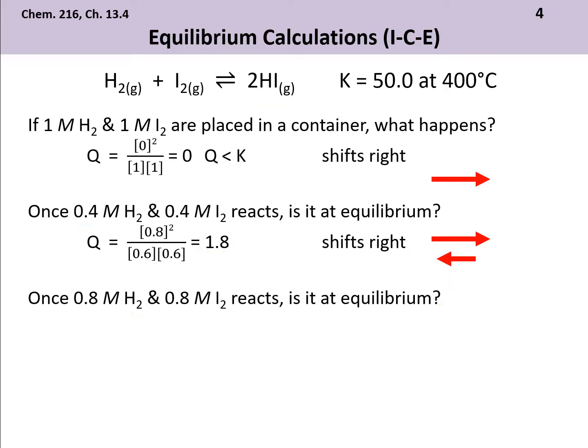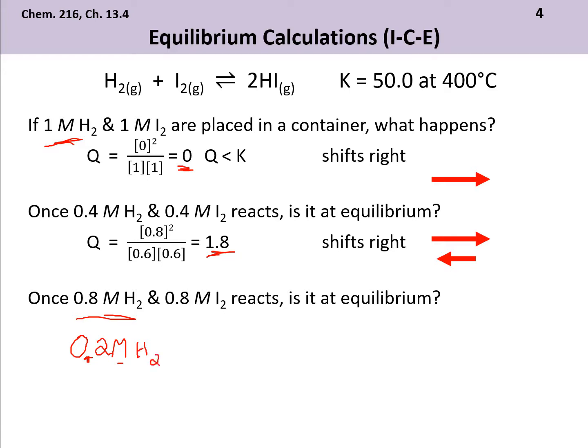Okay. So we started off with Q equals 0. We shifted some. We got 1.8 for Q. Now let's try some more. Let's say we have 0.8 molar H2 reacting. I started off with 1 molar. By the way, all I'm doing is just making up numbers right now. I'm saying, let's say 0.8. In a little bit, we'll actually figure this out.